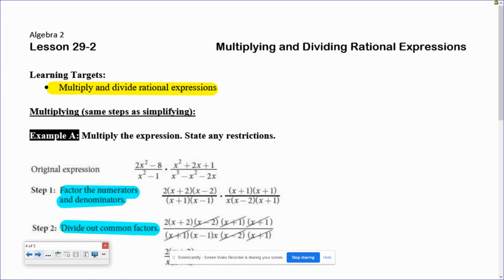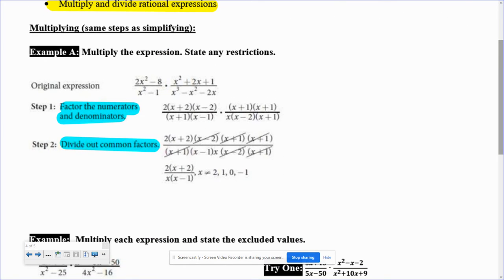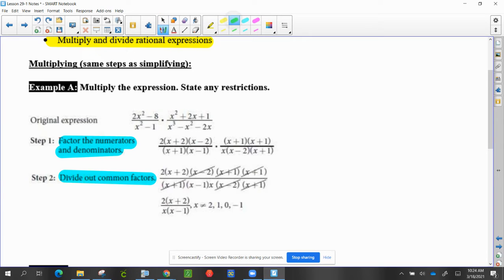Okay, so on the front side, we're going to start by multiplying rational expressions. Now, multiplying are the same steps as simplifying, but you just have more expressions, so you just have a little bit more to factor. So you're going to factor all your numerators and all your denominators. Be on the lookout for those difference of squares because those will be hidden in here. But once you have everything factored, start by listing those excluded values before you cancel anything out.